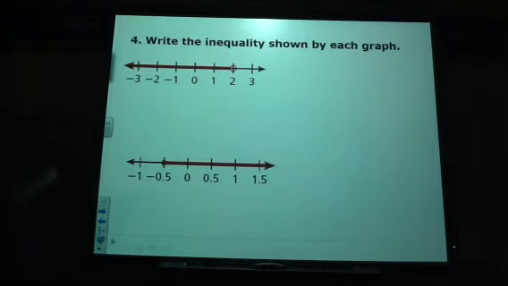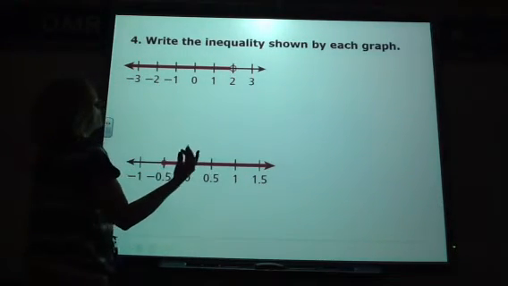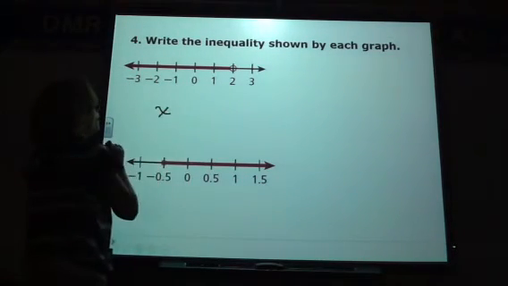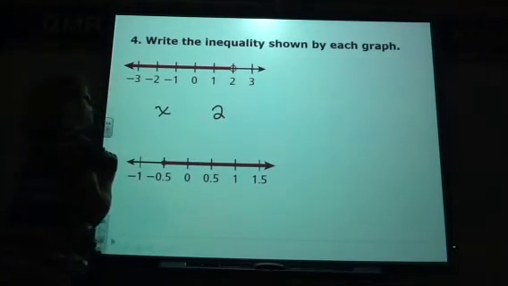Okay, now what we're going to do is we're going to write some inequalities. We're going to look at the graph and write an inequality, okay? You can use any variable you want. I'm going to use x, and then my solution number is 2.